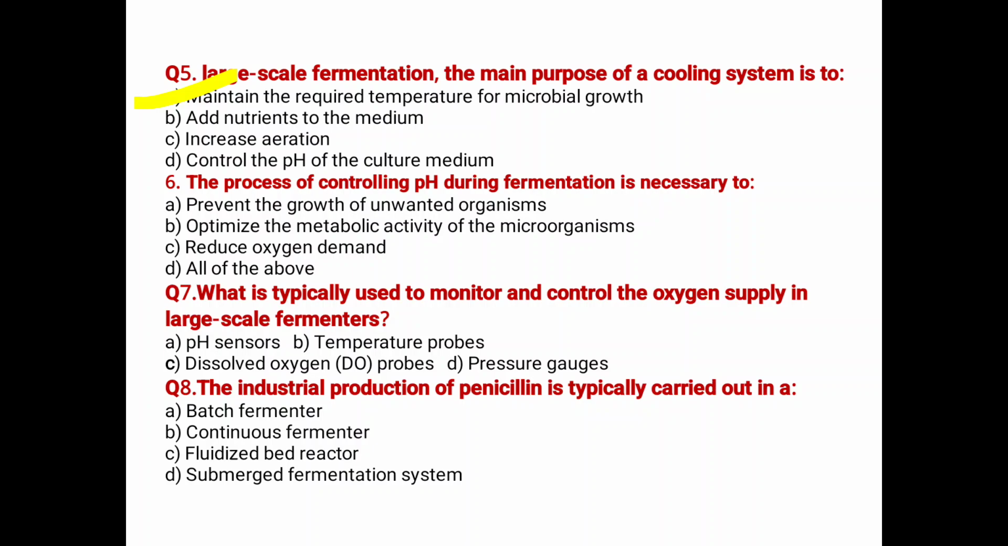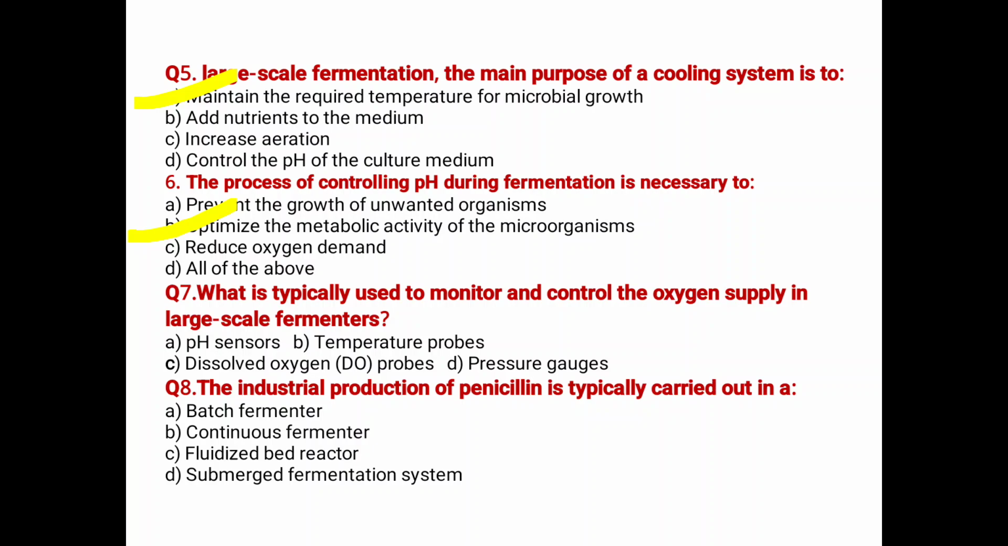Next, the process of controlling pH during the fermentation is necessary to: A, prevent the growth of unwanted microorganism; B, optimize the metabolic activity of microorganism; C, reduce the oxygen demand; and D, all of the above. The answer is B, optimize the metabolic activity of microorganism.